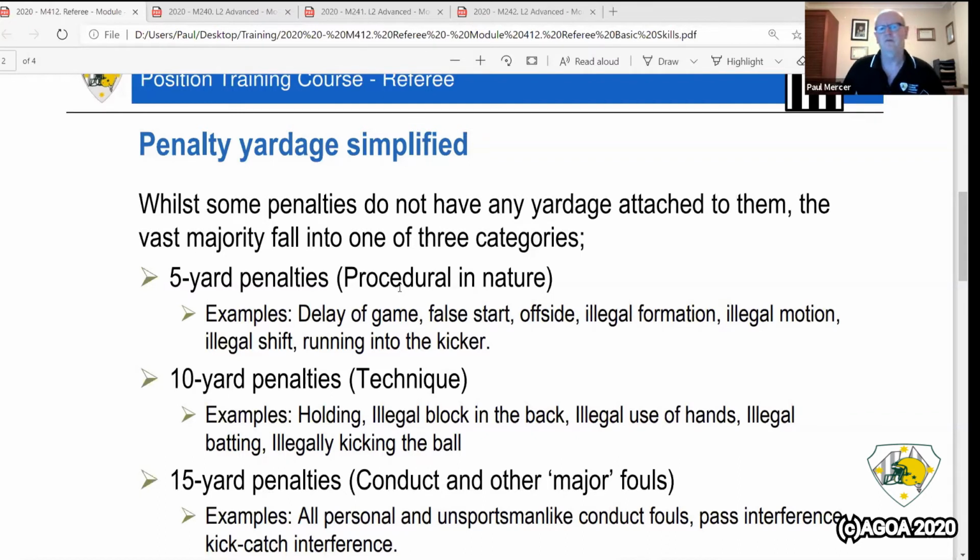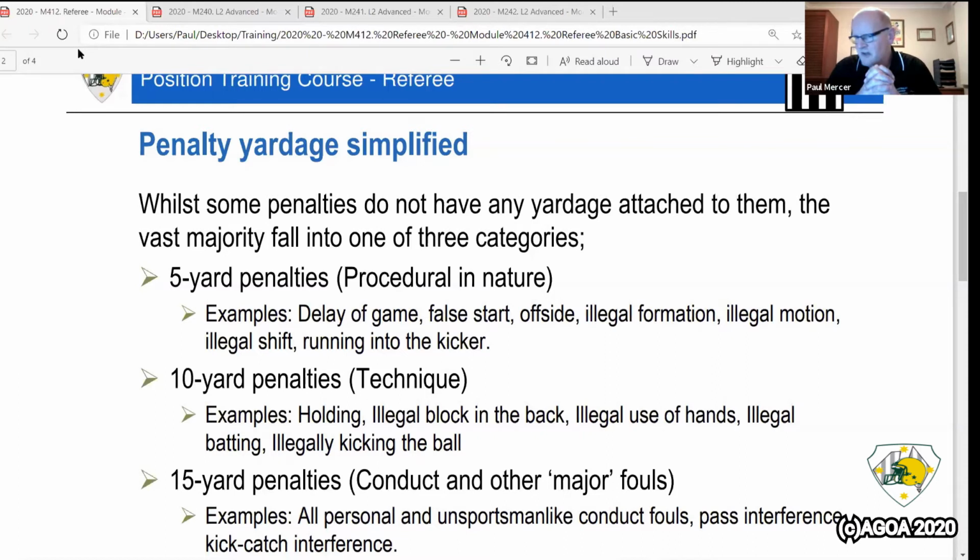And we know there are other things that may be attached with penalties. There may be an automatic first down. If it's a personal or unsportsmanlike conduct foul by the defence, if it's a defensive pass interference, if it's holding, defensive holding against an eligible receiver during a pass play, these all come with automatic first downs.